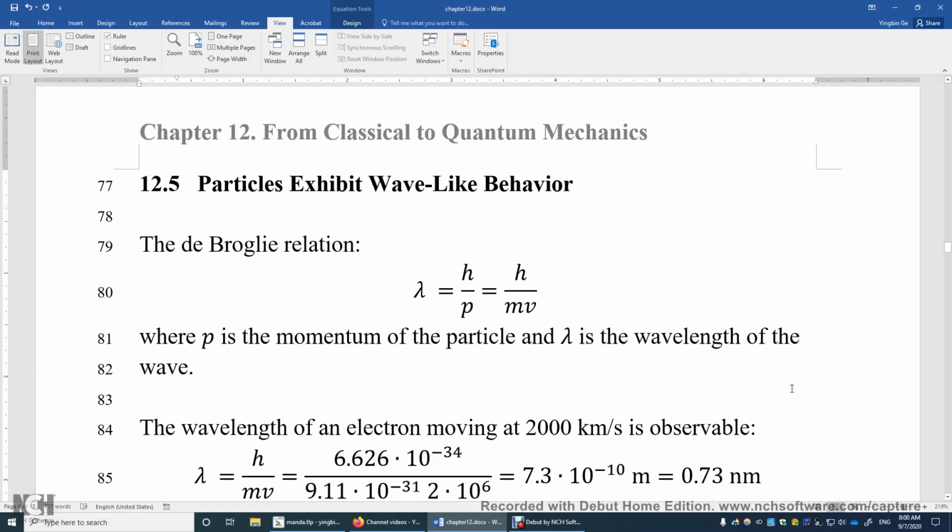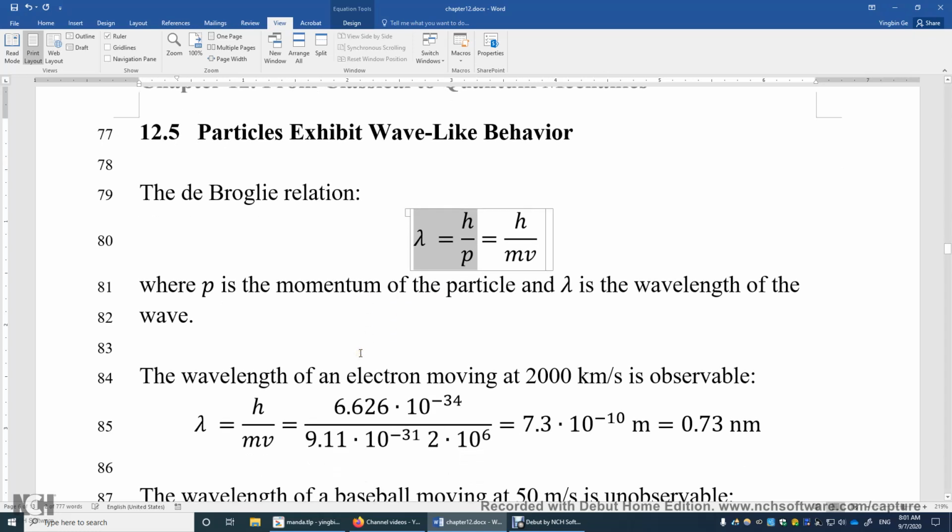Section 12.5. Particles exhibit wave-like behavior. This is proposed by de Broglie. He also proposed a quantitative equation: lambda is equal to h over p. H is the Planck constant. P is the momentum of the moving particle. Lambda is the wavelength of this particle.